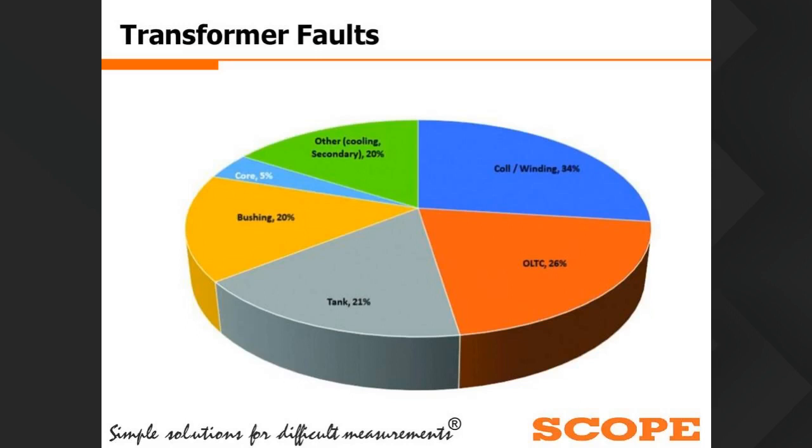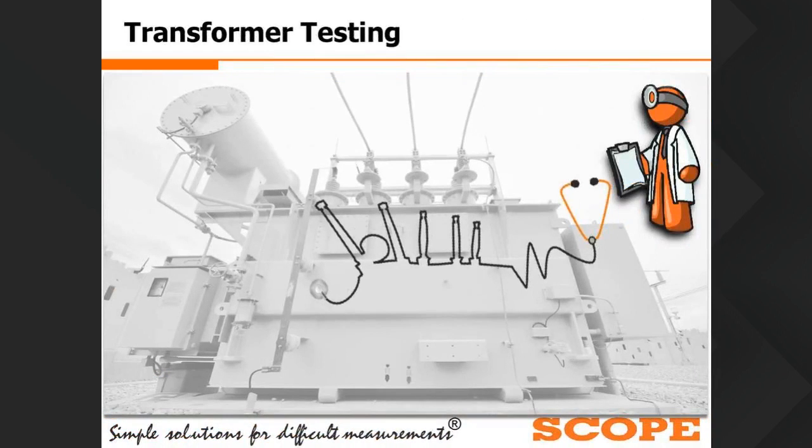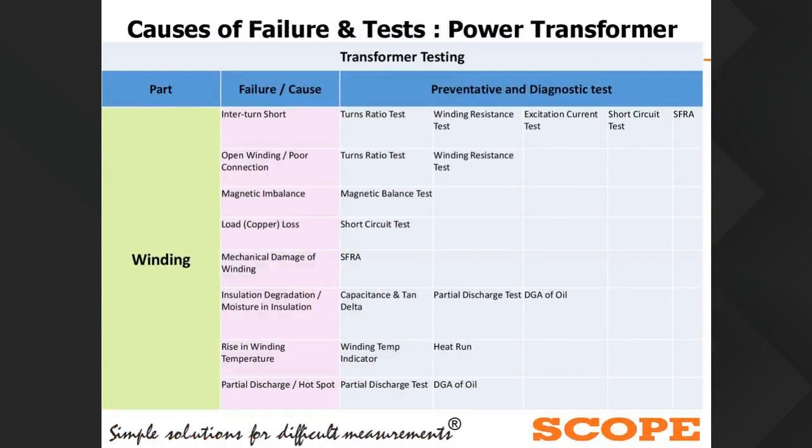So here you can see around 60% of faults occur due to problems or damage of the winding and faults in the OLTC. So we need to take care majorly of the transformer winding and transformer OLTC healthiness. The next part is transformer testing. Here I have summarized some brief points about transformer testing.